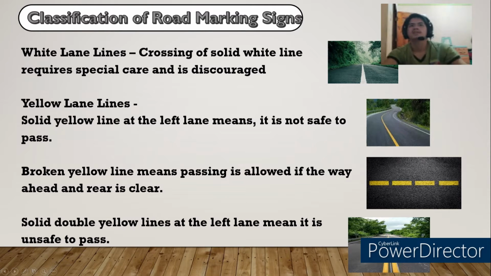Next is the classification of road marking sign. First is the white lane lines. Crossing of solid white line requires special care and is discouraged. So solid white lines indicates the traffic is going on same direction. So this is often used to divide traffic on a two-way multi-lane road. So as this is a solid line, you are discouraged from overtaking unless the way is absolutely clear, which is also dangerous.